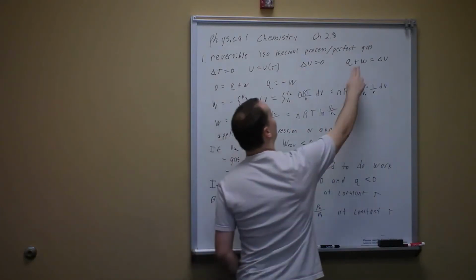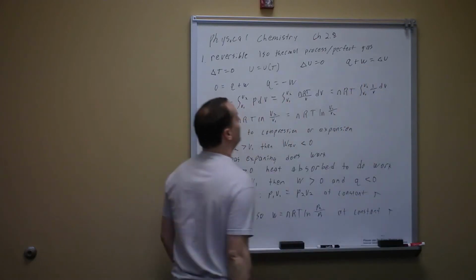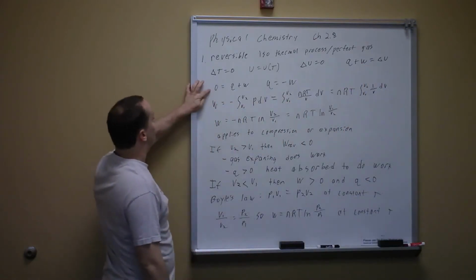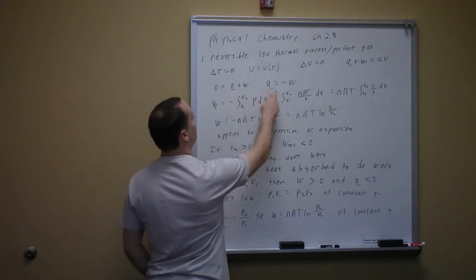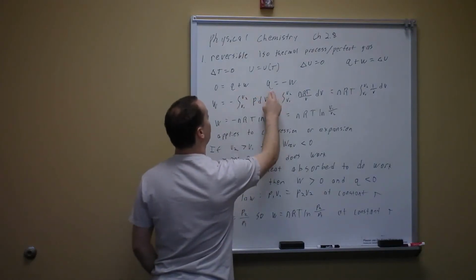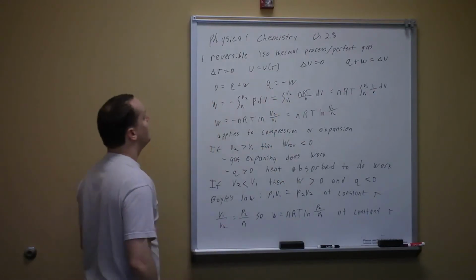We also know from the first law of thermodynamics that the heat plus the work is equal to the change in internal energy U. Therefore, Q plus W is equal to 0 for this process. So separating those, we end up with the heat Q equal to minus the work.